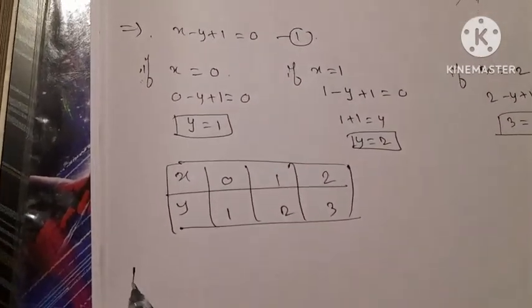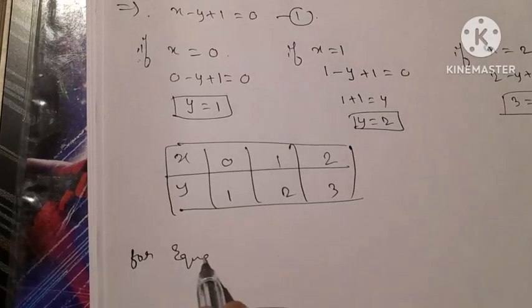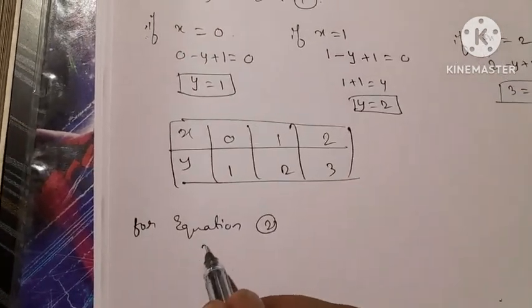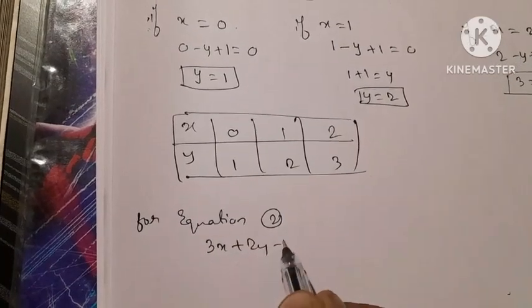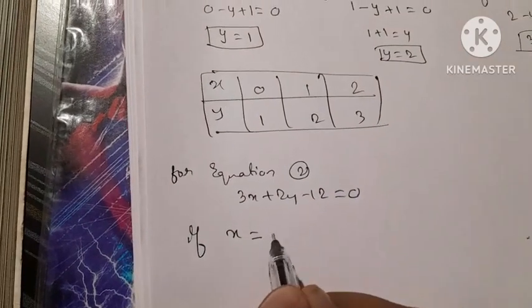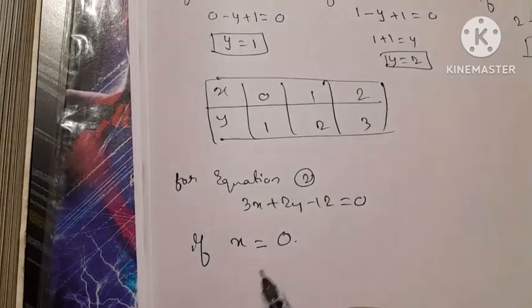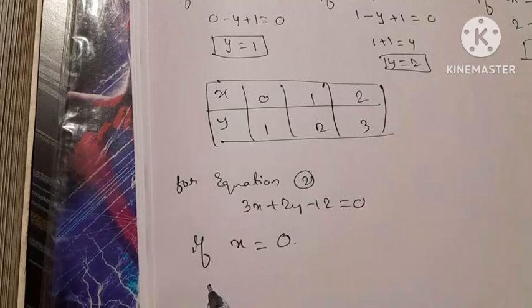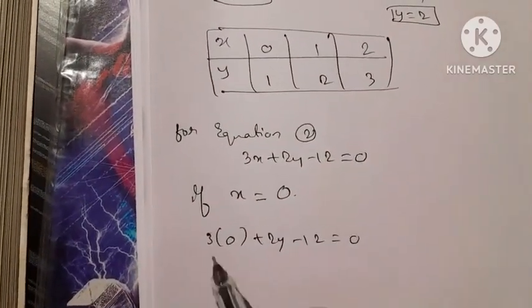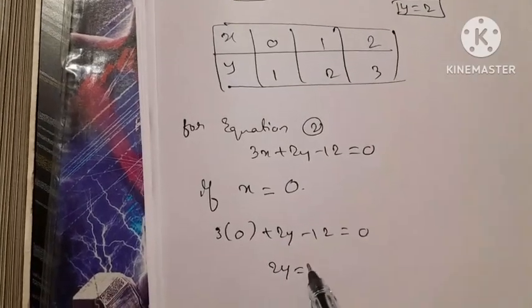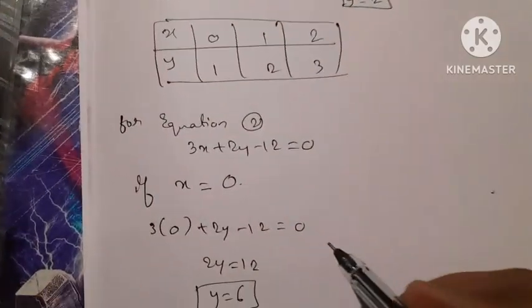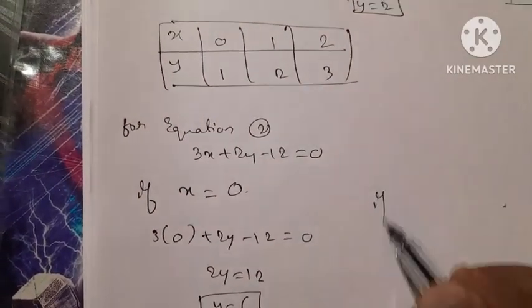Now for equation 2, the equation is given as 3x plus 2y minus 12 equal to 0. Now if x is equal to 0, what will be the condition? So 3 into 0 plus 2y minus 12 equal to 0, 0 minus 12 here, 2y equal to 12, y equal to 6. Okay, now next will be, we will take even numbers here.